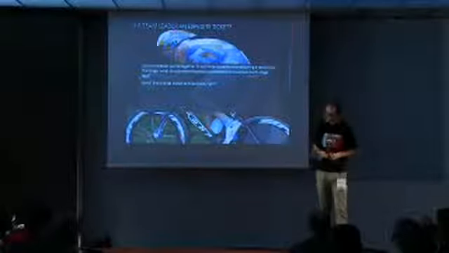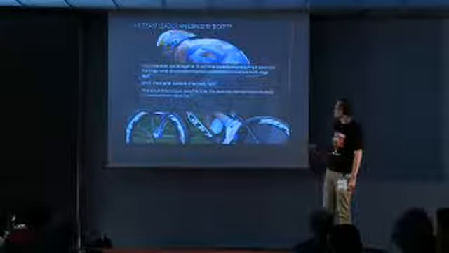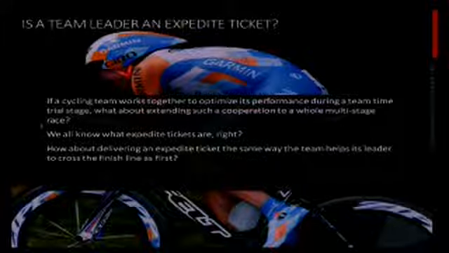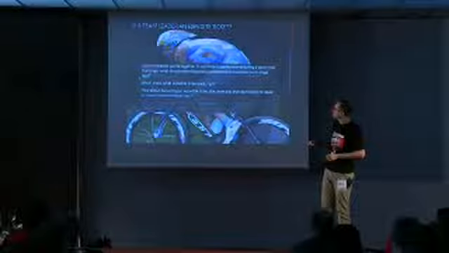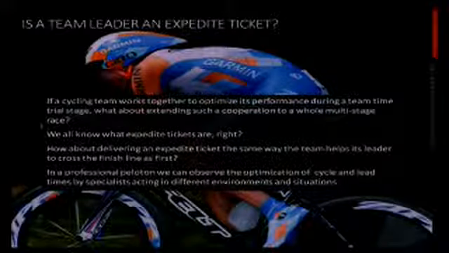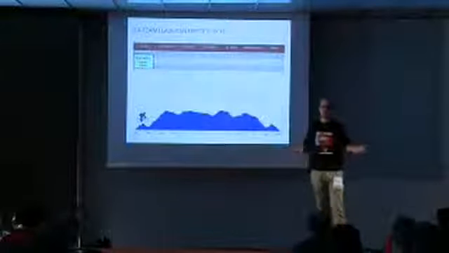And if you take a look at the strategy of teams in professional road cycling, this kind of expedite ticket is basically equal to the idea of a team leader. So the whole team works for the team leader, right? We have the best cyclist in our team, and we would like to see him on the podium at the end of the last stage. So let's try to do something to deliver him, as a ticket, to the finish line as fast and as efficiently as possible.